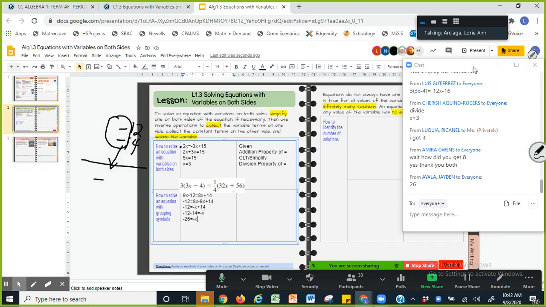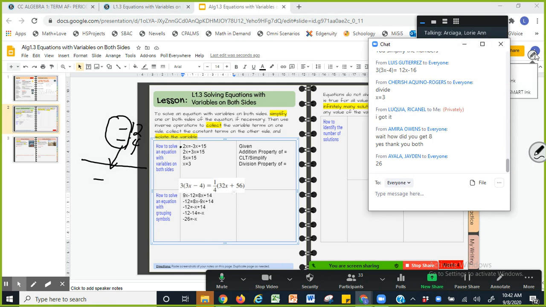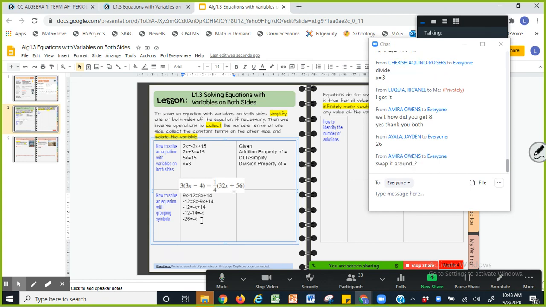So now our next problem is, well, we can't have a negative on the x. So what are we going to do? Jaden, would you like to continue? What are we going to do? What will be our final answer? The x has a negative, the 26 has a negative. So what are we going to do with that negative sign, or the negative 1?